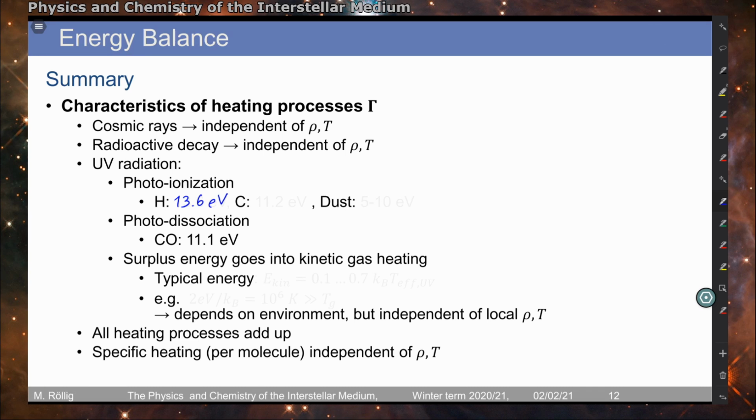And this is of course also due to the fact that the energies involved are so different that they make little difference. So we saw that ionization is in the regime of maybe 10 electron volts, dust photoelectric heating in a regime of 5 to maybe 11 electron volt. Photodissociation is also in the same electron volt regime, and that the surplus energy then is used for kinetic gas heating.